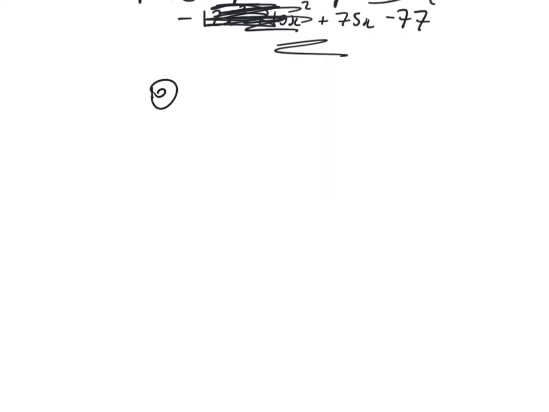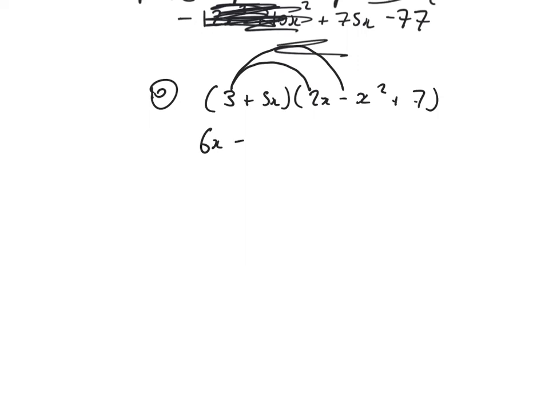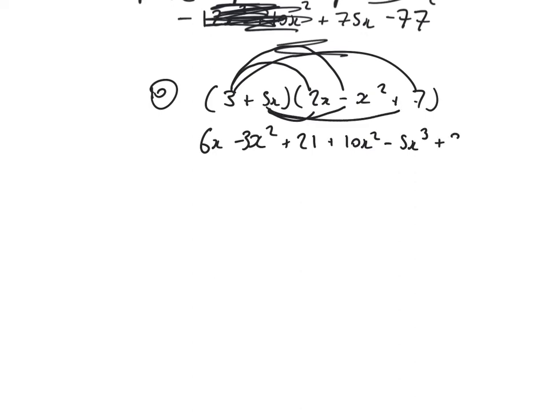Okay, let's try one more, example 10. 3 plus 5x bracket 2x minus x squared plus 7. Okay, 3 times 2x, 6x. 3 times minus x squared, minus 3x squared. 3 times 7, 21. 5x times 2x, 10x squared. 5x times minus x squared, minus 5x cubed. 5x times 7, 35x.